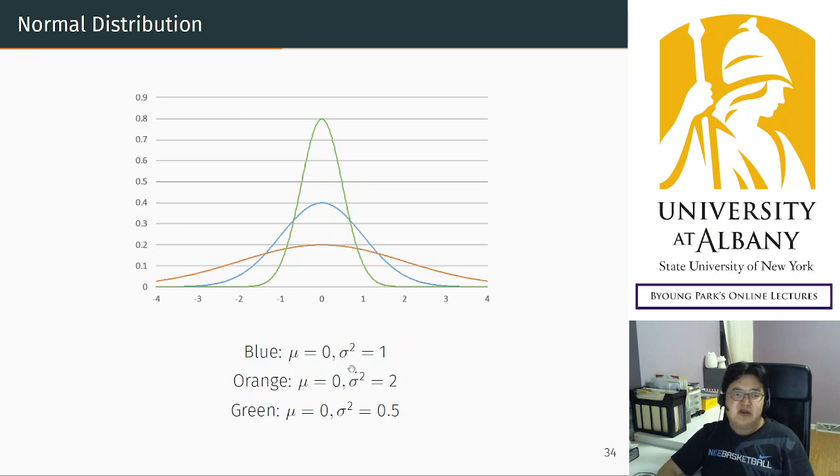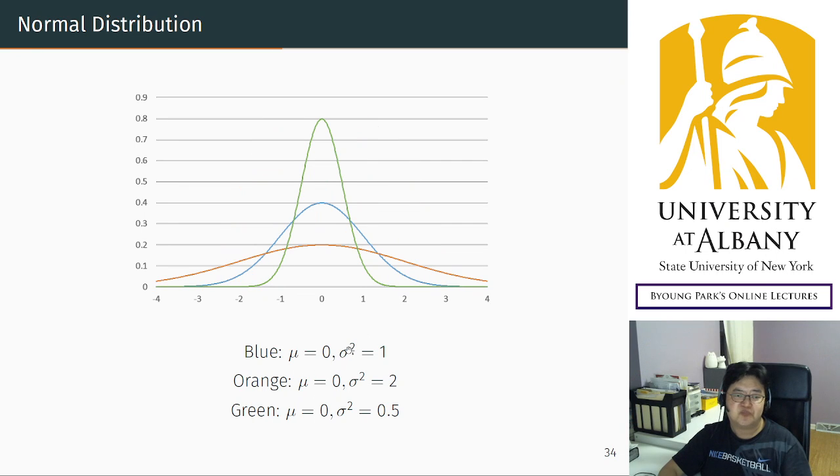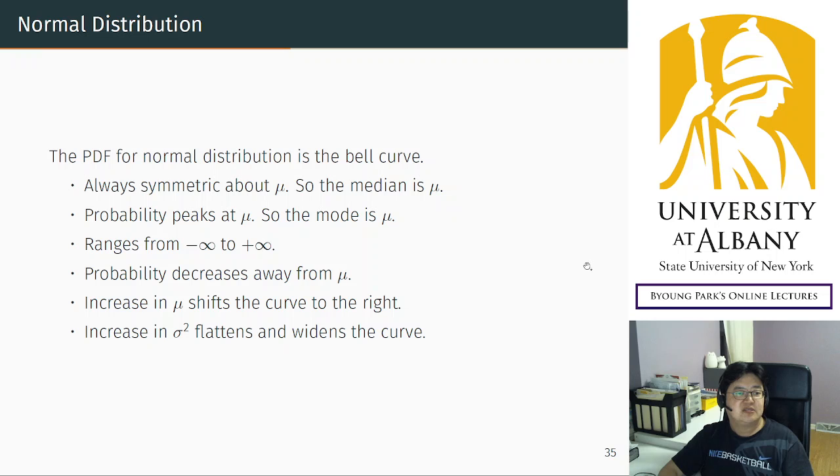So as you see, the variance determines the steepness, how tall or how flat the bell is, and the mean mu determines the center. The peak, the center, is determined by mu. But here, because you do not change the mean, it is always centered around 0. That's what you get. So, in summary, here is what you can learn from the PDF.